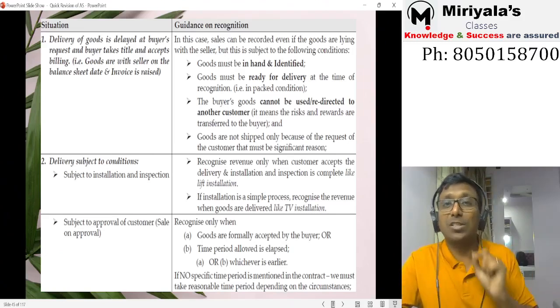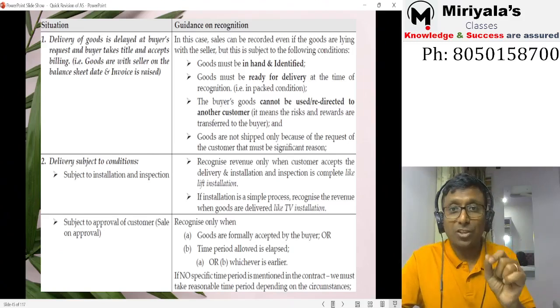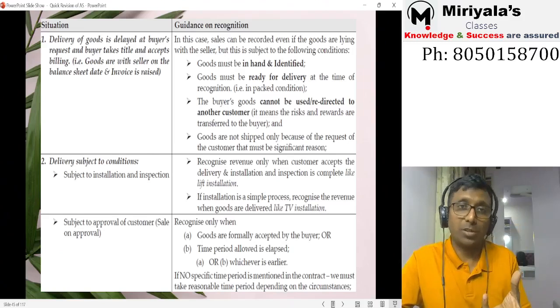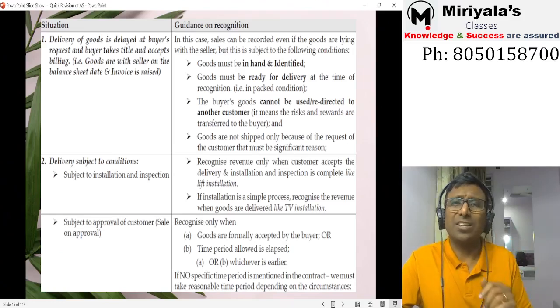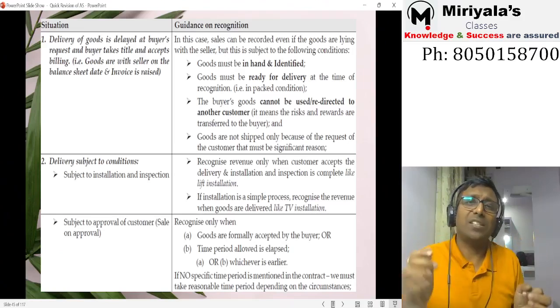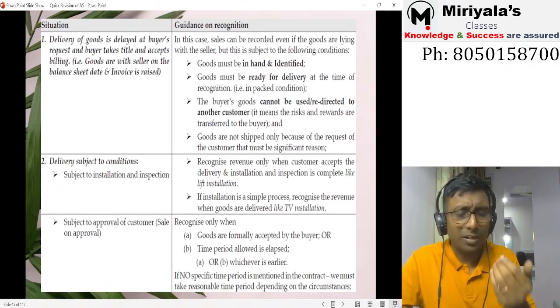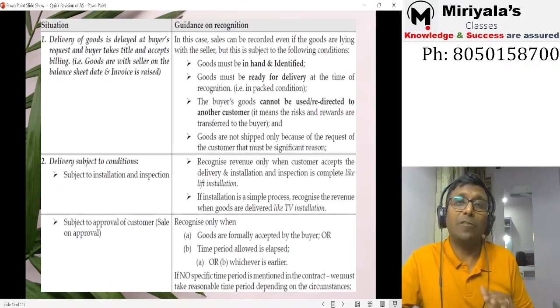If it is subject to installation and inspection, and the installation and inspection is a material process, then only after installation and inspection is it supposed to be recognized. But if it is not that material, like a TV installation or a small installation, then you can recognize it when you deliver the item itself. Without installation, you can recognize the sales.